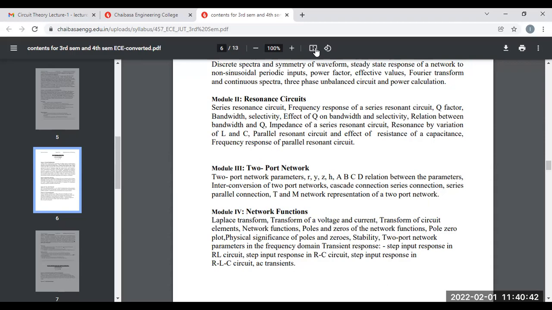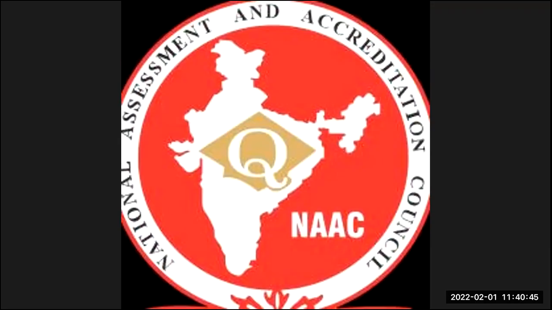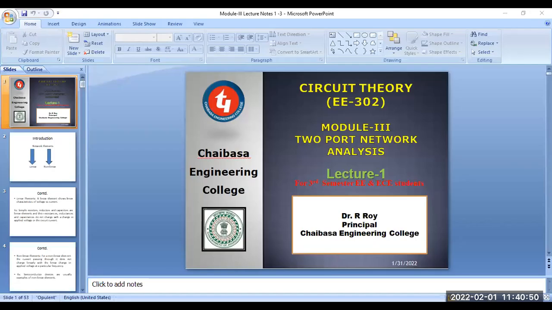Now I will go to the particular topic. Two-port network analysis. Do you have any concept? Do you know what a two-port network is? Have you studied this topic earlier, at your diploma level? No, I think you have not studied. Okay, fine. If it is no, then you tell.